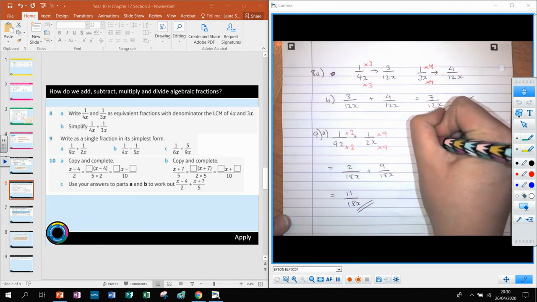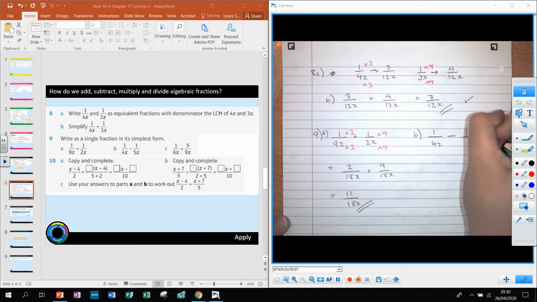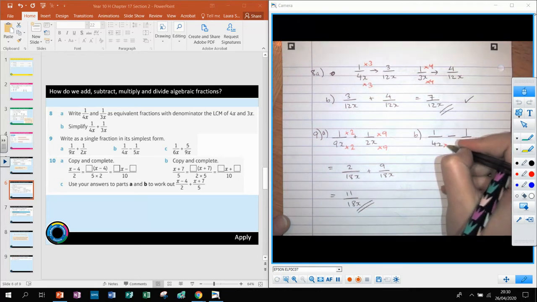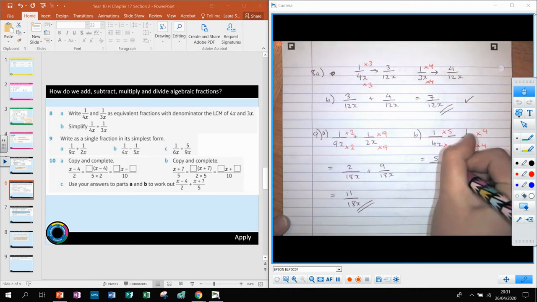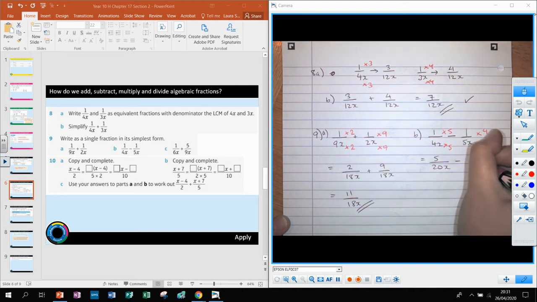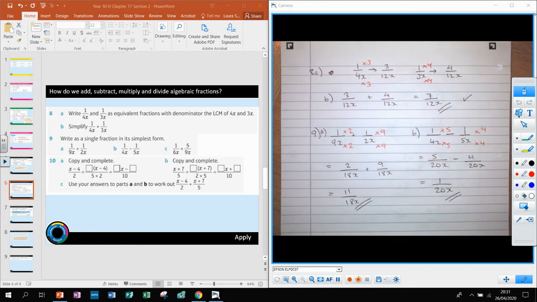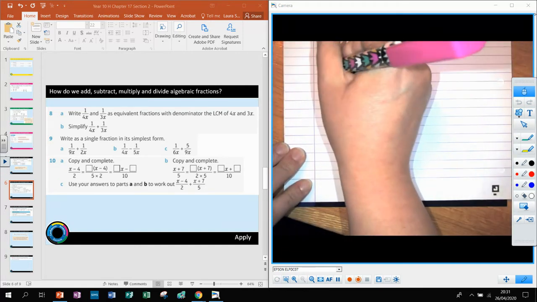If we now look at part B, we have 1 over 4x minus 1 over 5x. Our common denominator is going to be 20x. So we multiply by 5 and by 4 for the second fraction, and that will give us 5 over 20x minus 4 over 20x. And 5 minus 4 is 1, so we end up with 1 over 20x, final answer. Okay, let's look at the last one for question 9.